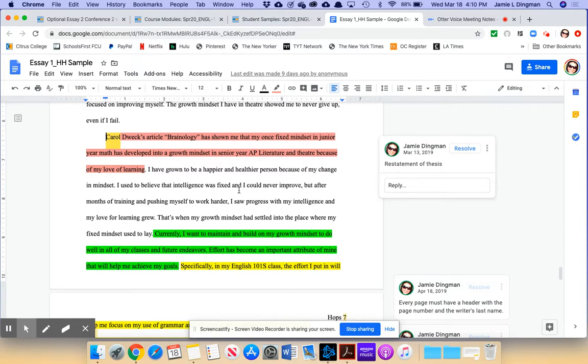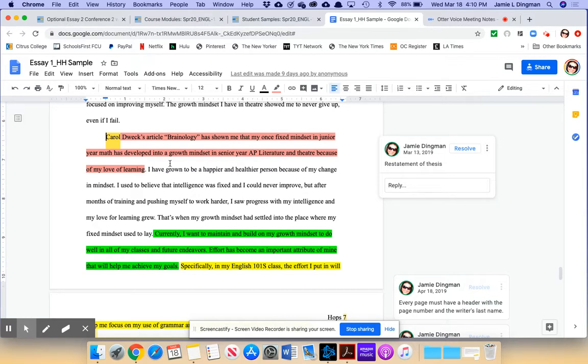Restate the thesis. The second part of an introduction is the significance, the so what. Why does this matter? Why should we care? Why did you write this paper? Why is this topic important? And for you, the so what is: how is a growth mindset going to help you in my class, and how is it going to help you beyond this class? So that's what she's going to address.